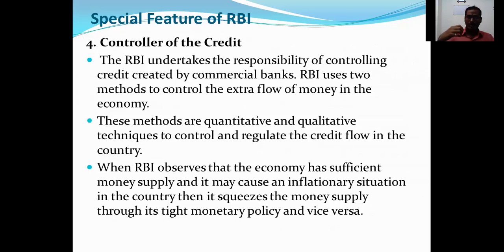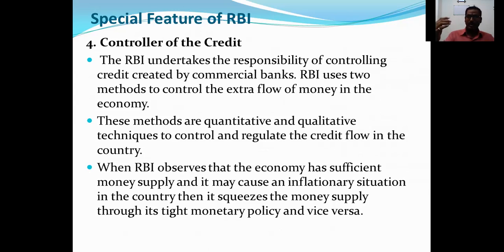And then controller of credit, which we'll be seeing in detail. The RBI undertakes the responsibility of controlling credit created by commercial banks. RBI uses two methods to control the extra flow of money in the economy. These methods are quantitative and qualitative techniques, which we'll be studying in detail, to control and regulate the credit flow in the country. So when to issue, how much to issue, to a particular customer or to a bank. This is very important for financial health, or financial stability.